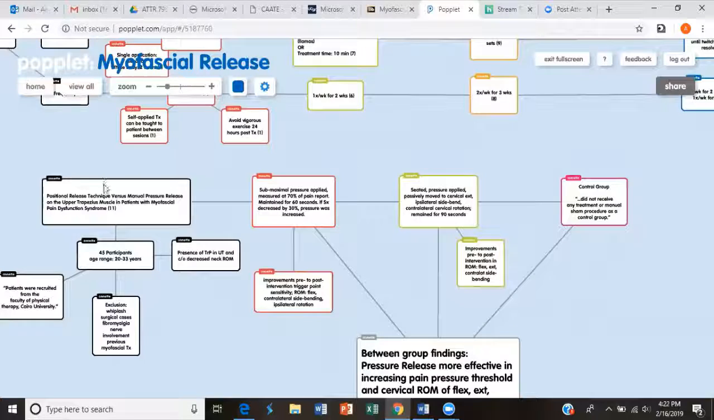The second and third groups in this clinical trial: the second group was the pressure release group, and they were seated, where the clinician applied pressure, then passively moved the neck into cervical extension, side bend to the same side, and then cervical rotation to the opposite side, and remained in this position for 90 seconds. The third group in the trial was a control group, and as the author states, the control group did not receive any treatment or manual sham procedure. Each group had 15 patients.